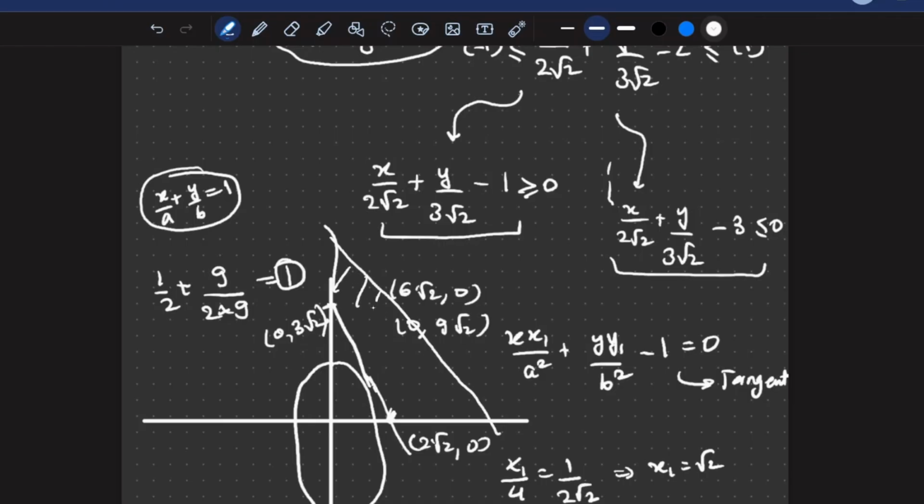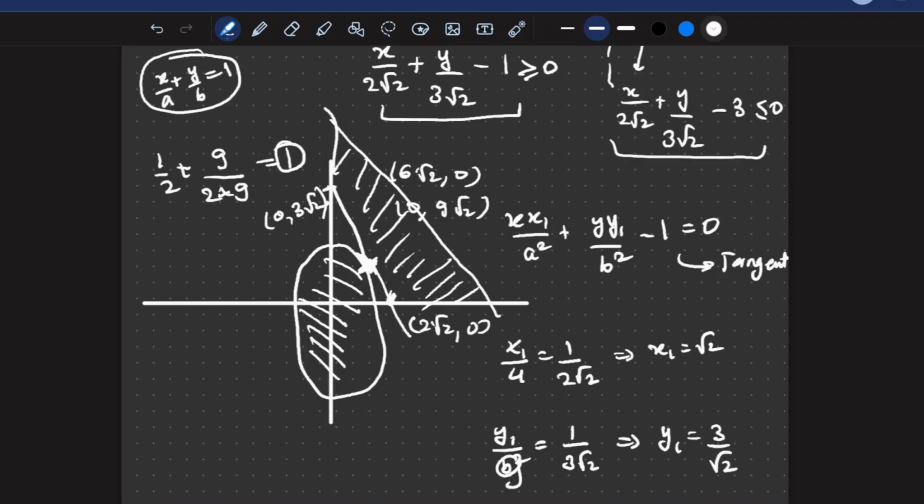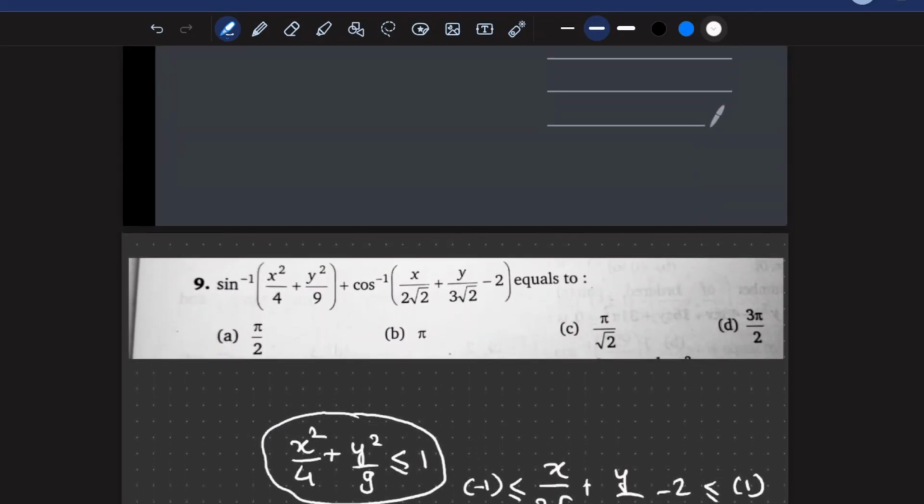So what I get here is this region between these two parallel lines, and my other equation yields this region. The region in common is a single point itself, which is the point of contact. So the solution of the equation, the ordered pair x comma y, would be root 2 comma 3 by root 2. Let us substitute it and find the answer.